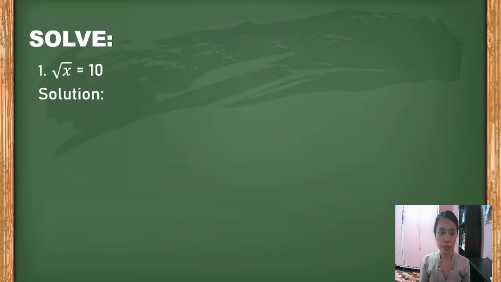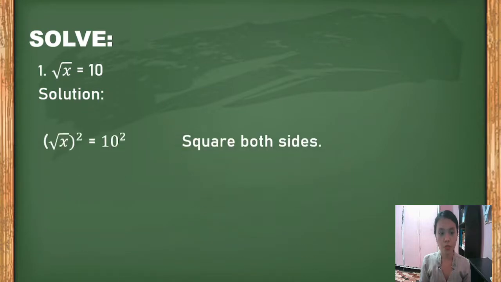So, may 10 examples ako ng radical equation. Let's solve them. Number 1, square root of x equals 10. So, pansinin muna natin ang index. Again, ang index natin ay equals sa 2. So, we are going to raise them to the power of 2. Square natin on both sides para ma-remove si radical symbol. So, squaring them on both sides, meron na lang tayong x equals 100.